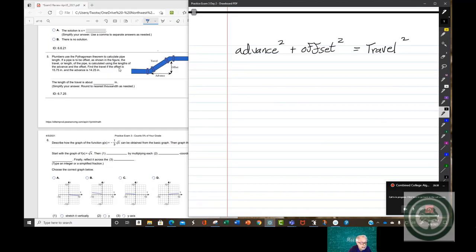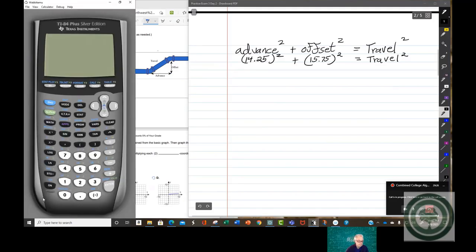So let's see. Find the travel right here. If the offset is 15.75 inches, and the advance is 14.25 inches, and so we're looking for the travel. And since that's the slanted side right across from the right angle, I'm going to call it C. I don't want to have to keep writing travel. Okay, so definitely a calculator problem.